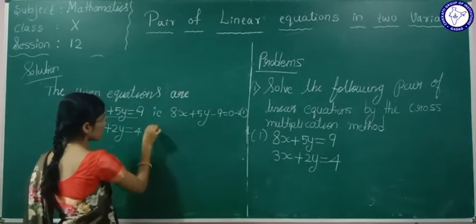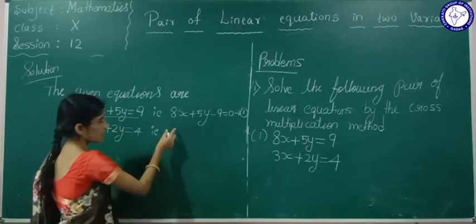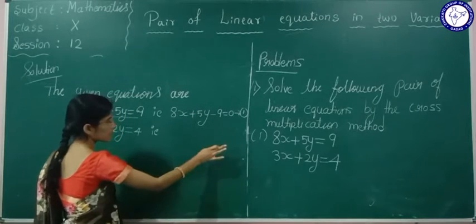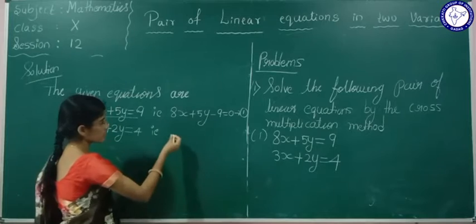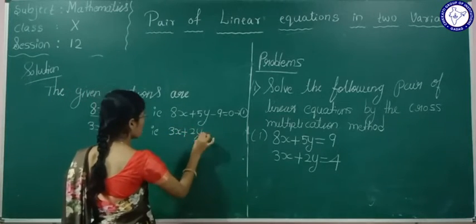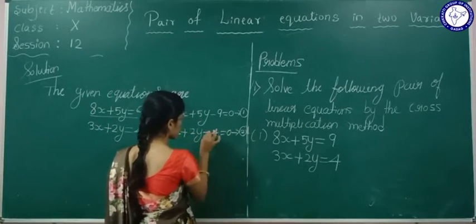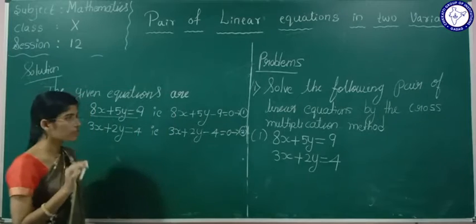The same thing, that is, this equation we have to write in the form of a2x plus b2y plus c2 is equal to 0. It will become 3x plus 2y minus 4 is equal to 0. This is equation number 2. Don't get confused, this is a very, very important step.